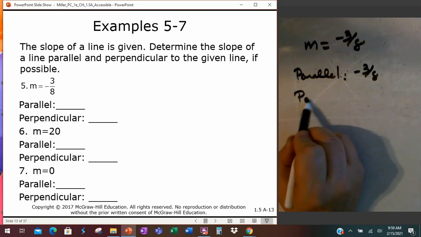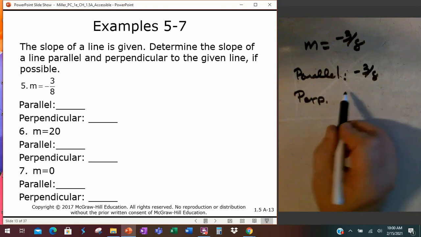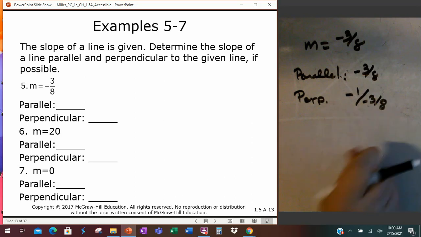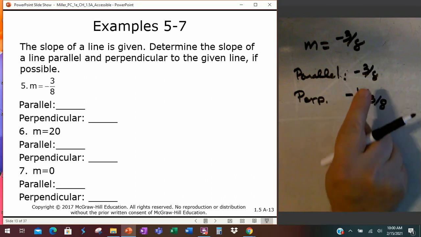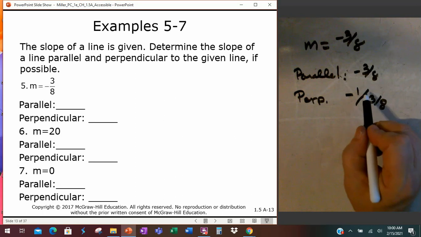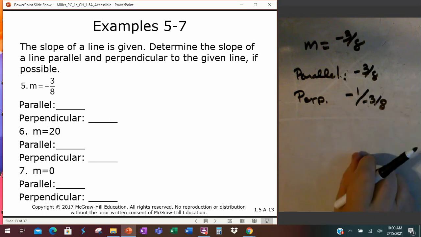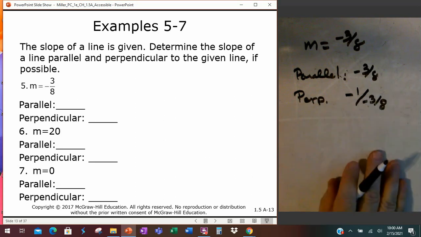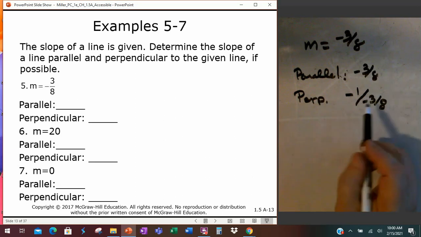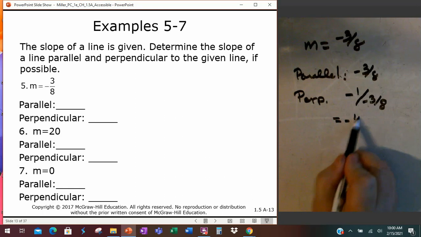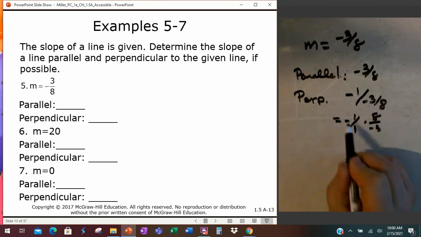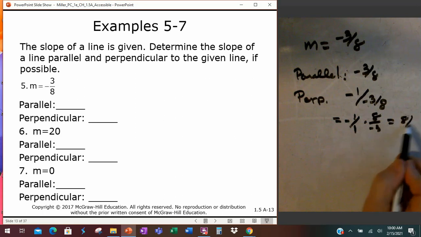If I do a perpendicular line, I'm going to use a slope of -1 over -3/8. Okay, fraction, this is -1 over 1, invert, and multiply. I always start with the bottom and then use that to give me the form of what the top needs to be. So this is -1 over 1 times 8 over -3. That gives you a positive 8/3. Negative the reciprocal.